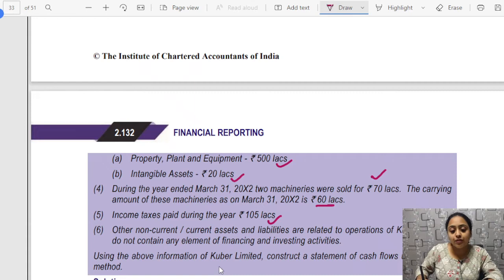Using the above information of Kuber Limited, construct a statement of cash flow. This means you have to use the indirect method. You have to make the whole cash flow statement. Okay, right now.